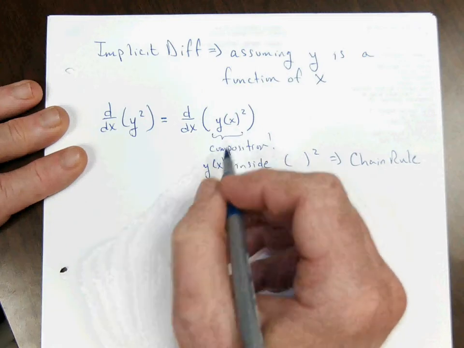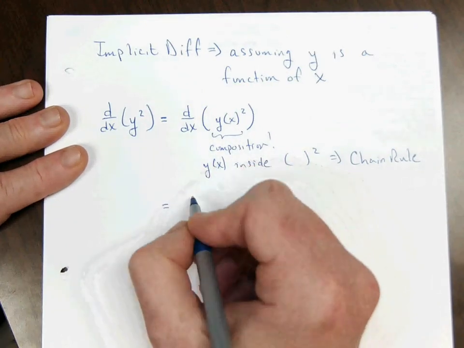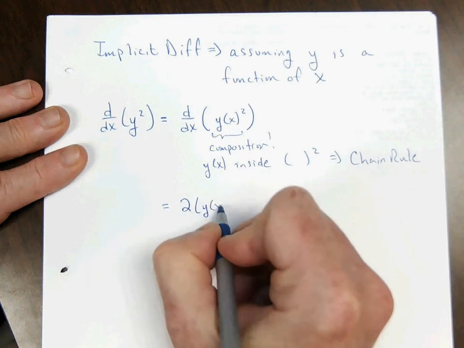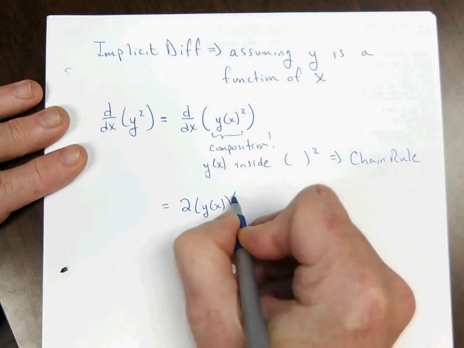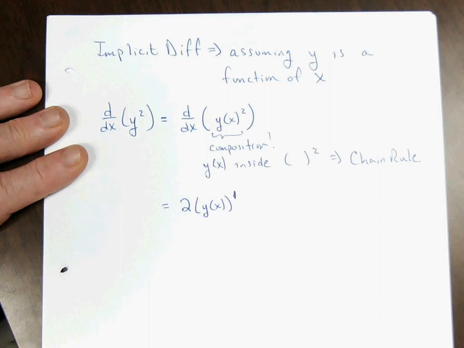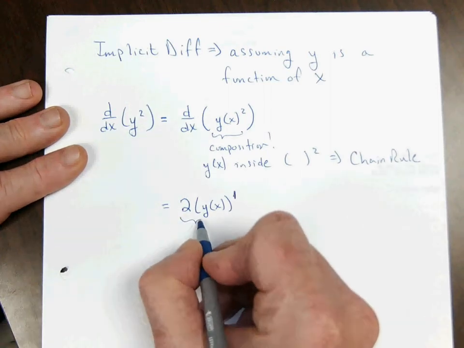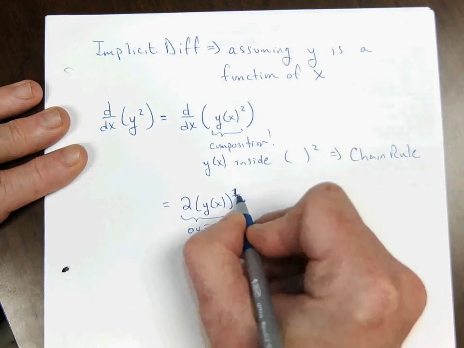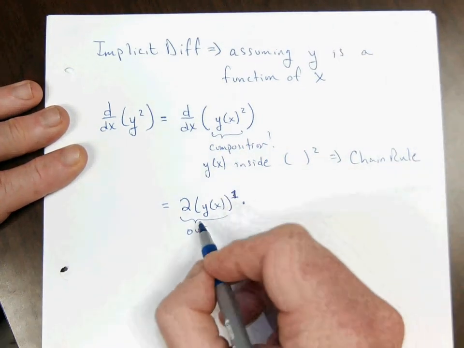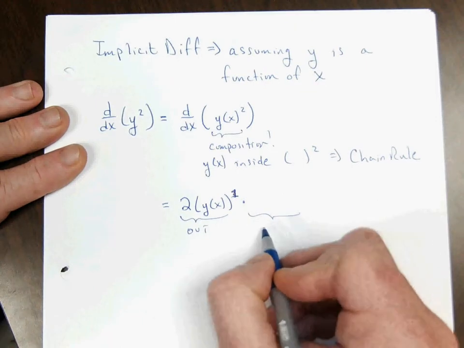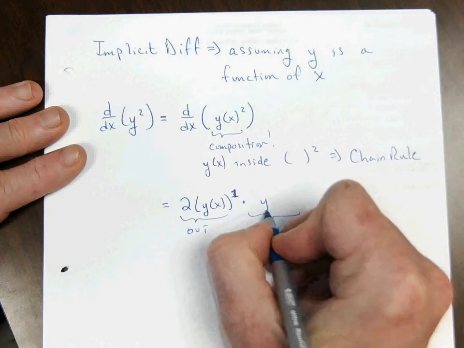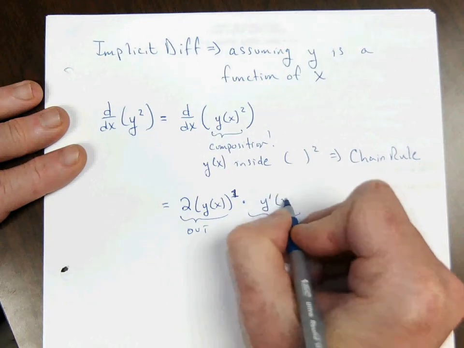All right, and so to do that derivative, I would differentiate the outside. So I'd bring down that 2, and I would have y of x raised to the first power, to the first power. That's the derivative of the outside. But then remember what the chain rule says. What the chain rule says is I do the derivative of the inside. The other part that's a little strange to people is I'm just going to write y prime at x.